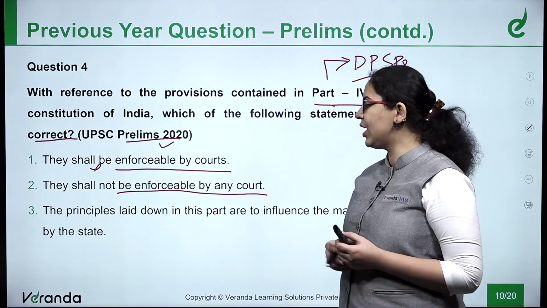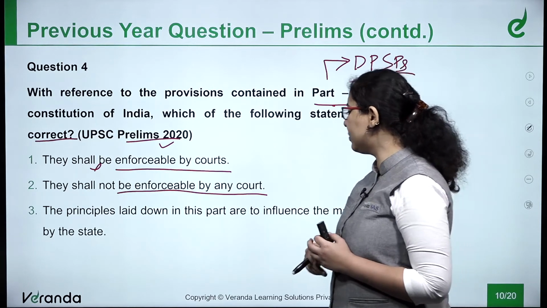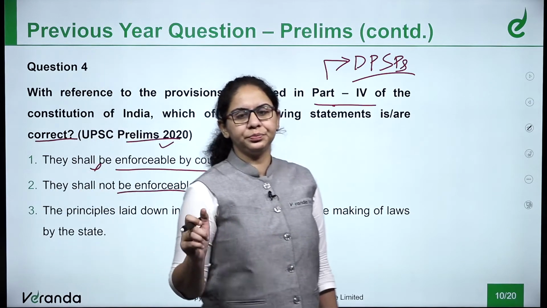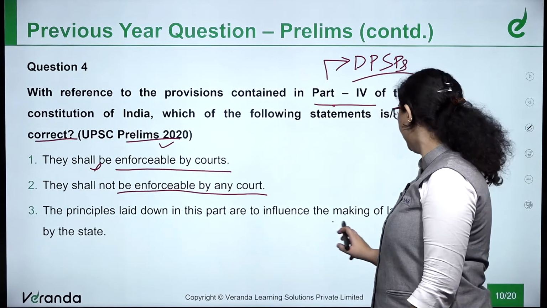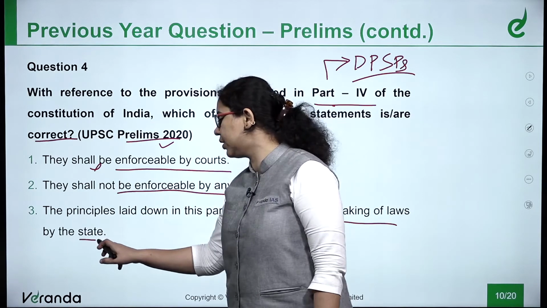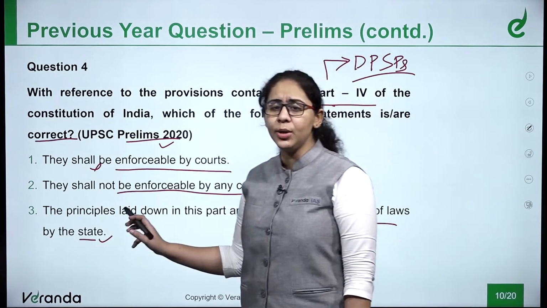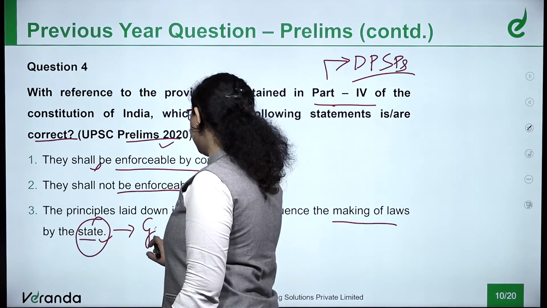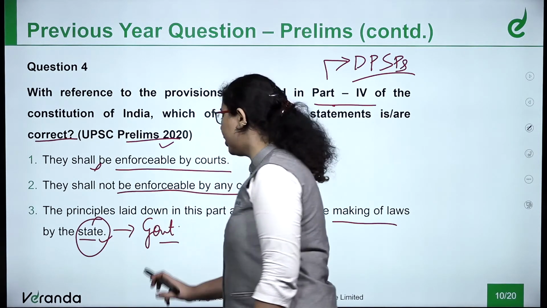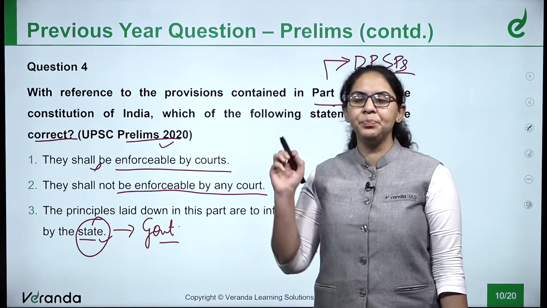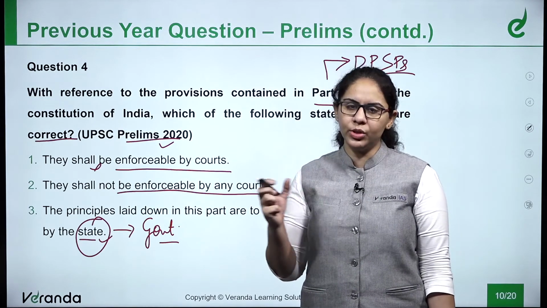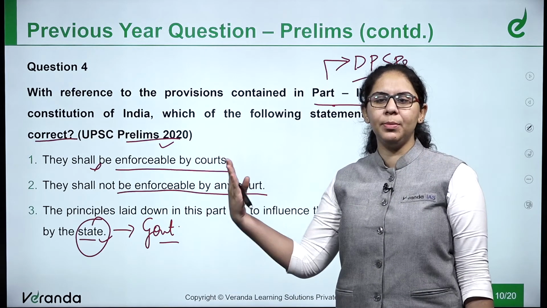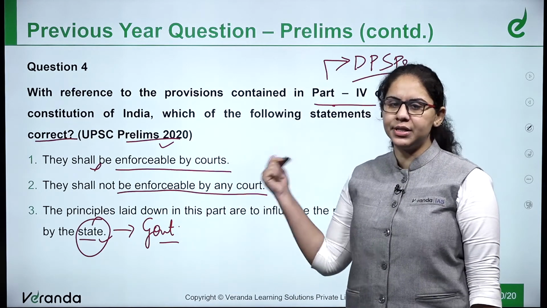Now second is they shall not be enforceable by any court, and then third is the principles laid down in this part are to influence the making of laws of the state. I already told you, by state it does not mean state government. By state it means government. This word is interchangeably used in Indian polity. By state they mean the government, the authority which is ruling, which is governing. So these are the basis for the laws to be made by the authorities. Statement 3 and statement 2 are correct.